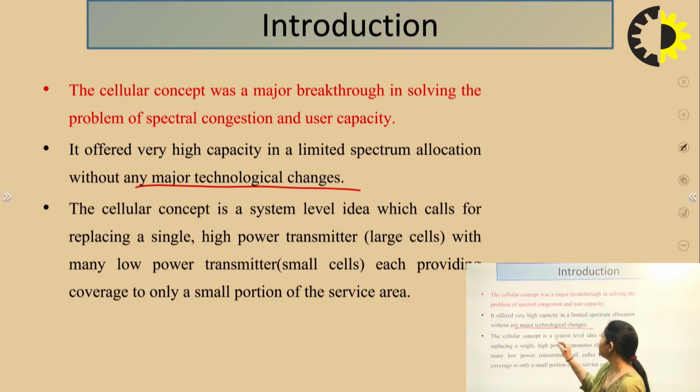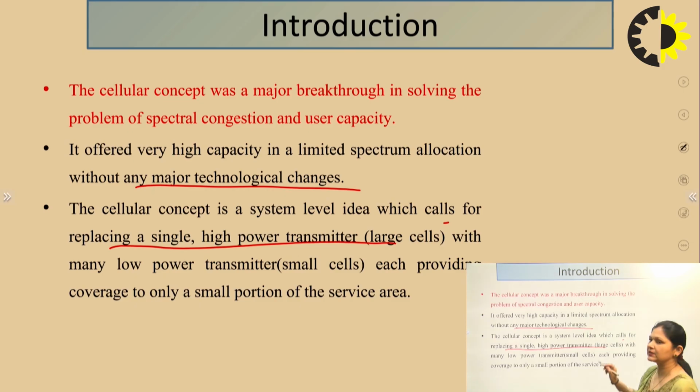The cellular concept is a system level idea which calls for replacing a single high power transmitter. In the cellular system, rather than a single transmitter antenna, we are dividing the area into small cells and we have their individual transmitters and receivers. Instead of a high power transmitter covering a large cell, we have many low power transmitters, small cells each providing coverage to only a small portion of the service area. So this is the concept of the cellular system.